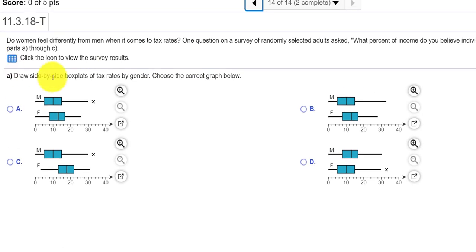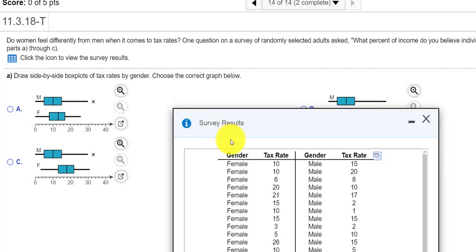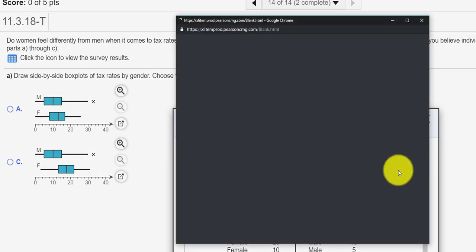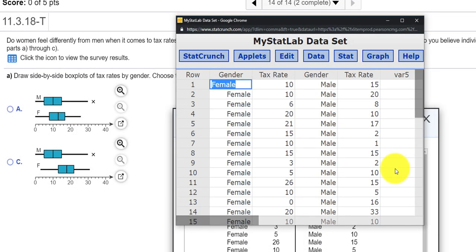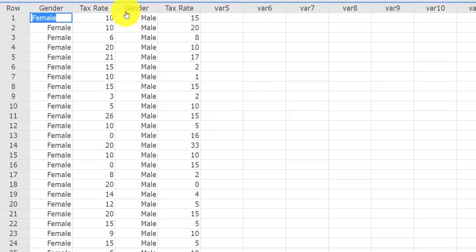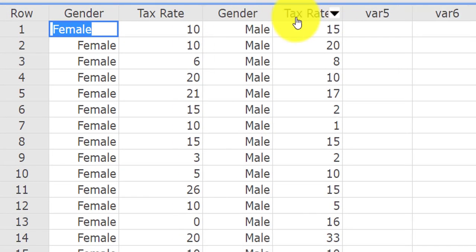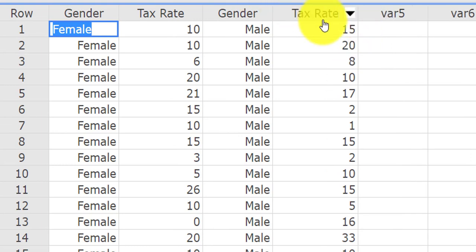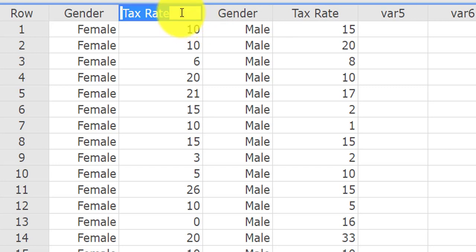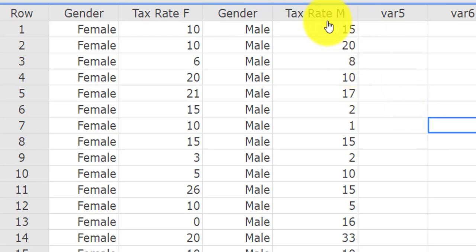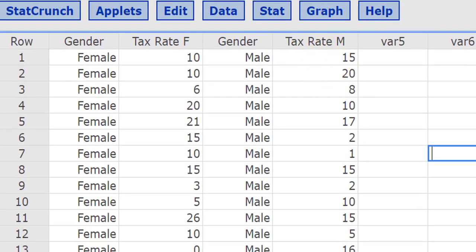All right, so question 14, we have to start by doing box plots. So we click on our table. We've got tax rate for female, tax rate for male. I'm going to open this in StatCrunch. And let's see here. You know what? I don't like this. See how it says tax rate? When I do the StatCrunch calculations, I won't know if this is tax rate for male or female. So I want to just add F, so I know that's tax rate for female, and I'll add M, so I know that that's tax rate for males. And now I can answer some questions.